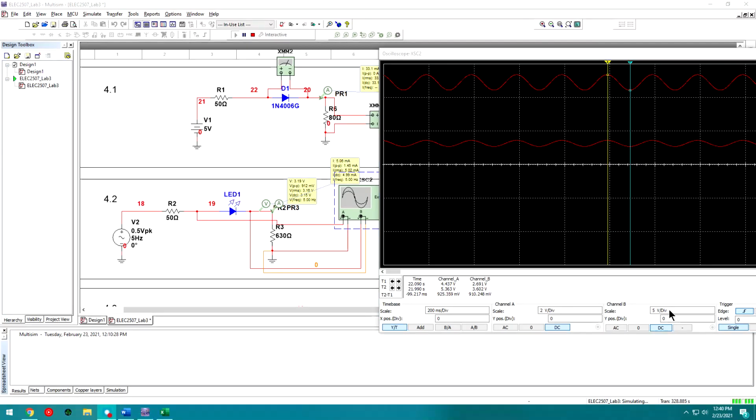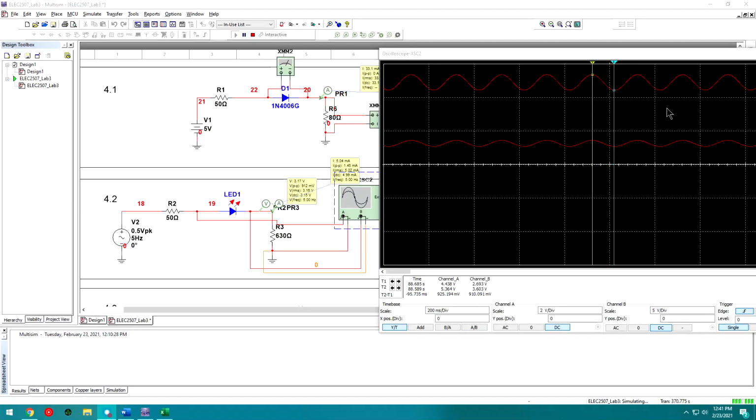So in my case, I have 925.35 minus 910.24. And I can see that difference is around 15.103 millivolts between the two channels.